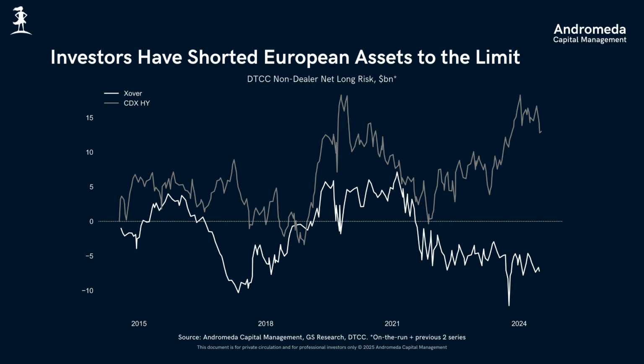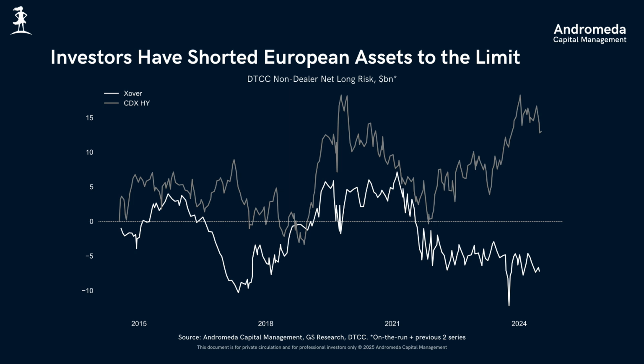So we are very close to record tights and record highs, but positioning is also at record longs. This is DTCC data for the CDX, the US high yield market. It's a record long. Same for the US investment grade market, the gray line in this chart.